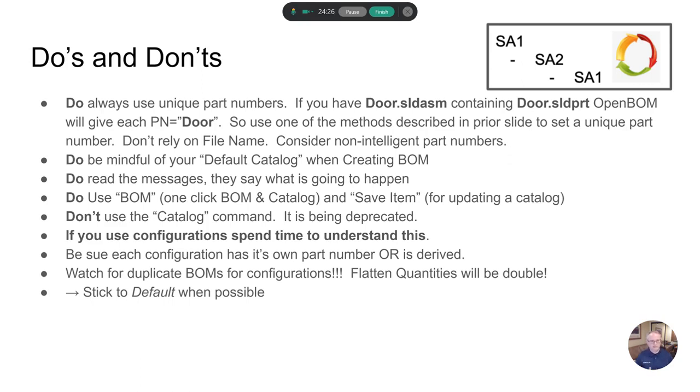I like to say to everybody, read the messages that are on the screens. I usually say what's going to happen or what has happened. I use the BOM command and the save item command. The BOM command is for creating bills of materials from assemblies, and when you create a BOM, we automatically create a catalog. The save item command is for updating items in a catalog. There is on the dashboard an explicit catalog command. I don't recommend that you use it unless you know exactly what you're doing. It's being deprecated, and in the next few releases it might not appear there.